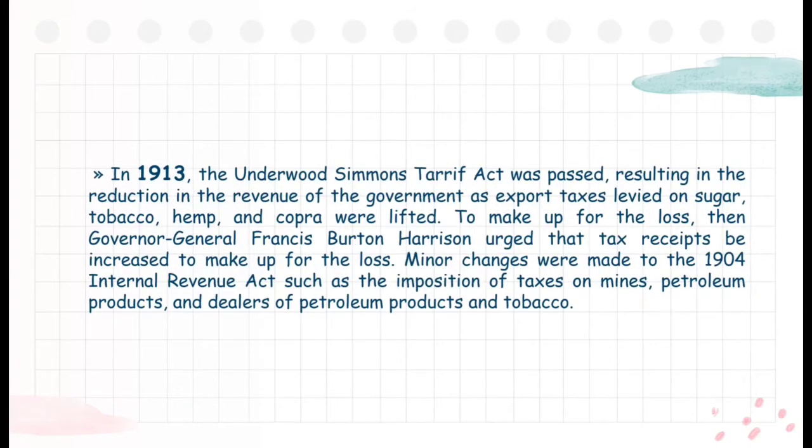In the year 1913, another act was passed, and this was the Underwood-Simons Tariff Act, which resulted in the reduction in the revenue of the government as export taxes levied on sugar, tobacco, hemp, and copra were lifted. To make up for the loss, Governor General Francis Burton Harrison urged that the tax receipts be increased. There were some minor changes made to the 1904 Internal Revenue Act, such as the imposition of taxes on mines, petroleum products, and dealers of petroleum products and tobacco.